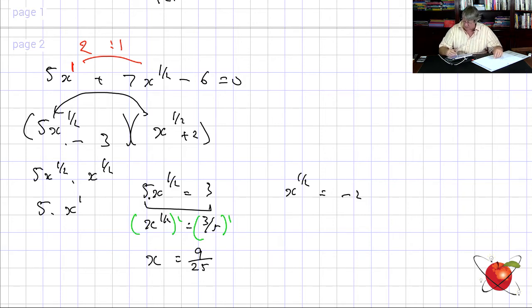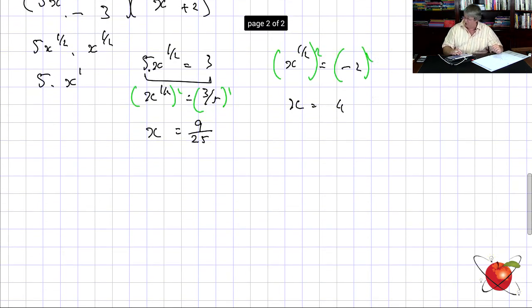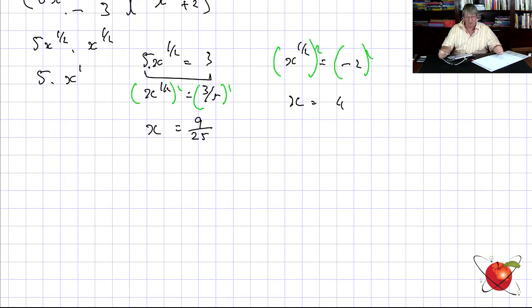And on the other side, I square again. Okay, let me square it. Square it, and we get a solution, x equals 4. Okay, all right. Now, how do we go? We say, okay, now we have to check the solutions. In a surd equation, the last step is check your solution.